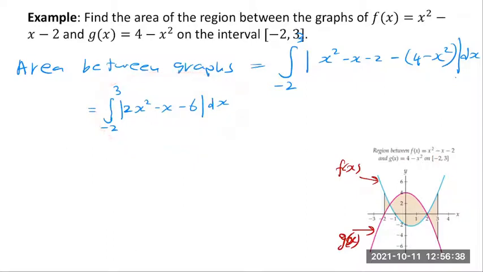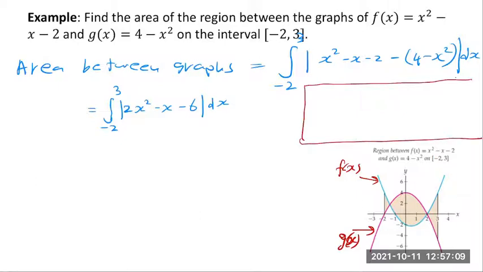Definite integral from -2 to 3, the absolute value of 2x squared minus x minus 6. So now, how would you find this definite integral? Well, since this is an absolute value, we need to know the shape of the graph of this function. What I'm going to do is graph this one. You know how to graph this because this is a quadratic function. Okay, so let me graph that.